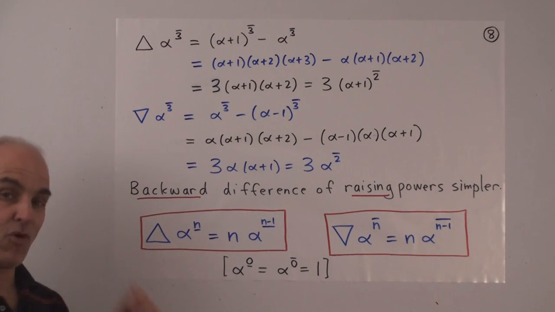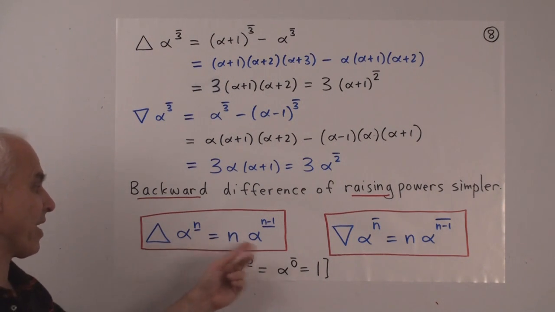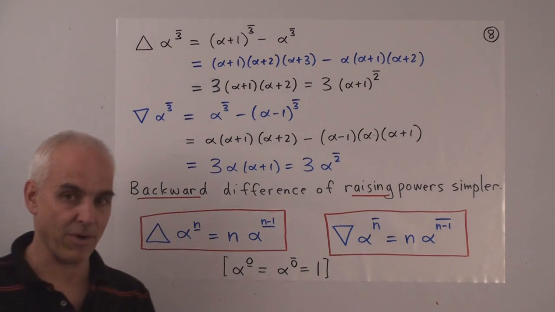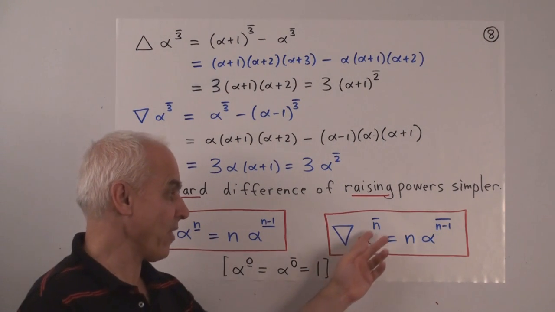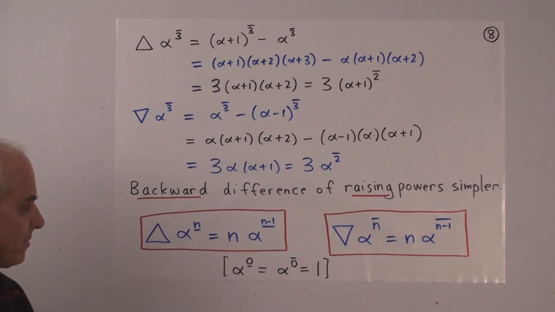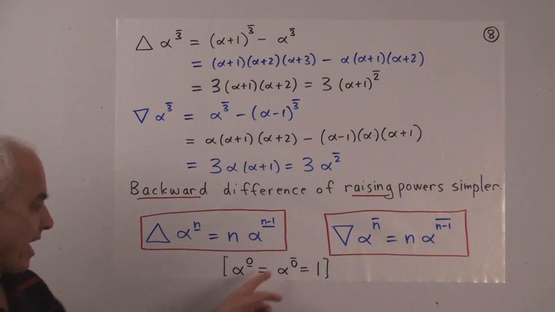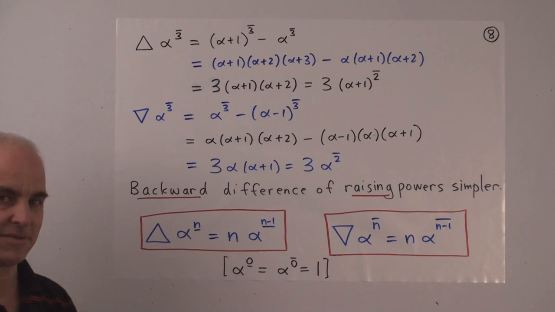So if you're interested in forward differences, then you should work in the framework of lowering powers. While if you're interested in backwards differences, then raising powers might be more convenient. And to make this sensible, we should also define alpha to the 0 lowering and alpha to the 0 raising to be 1, to be consistent at the endpoints.